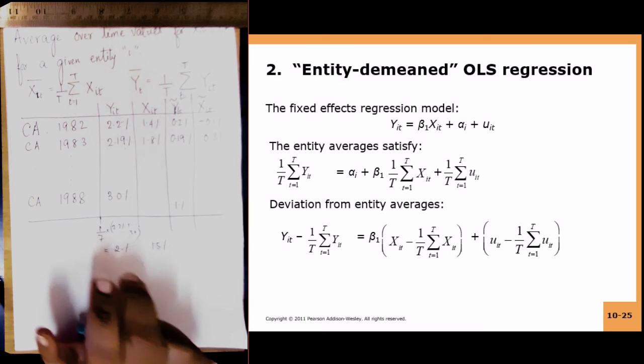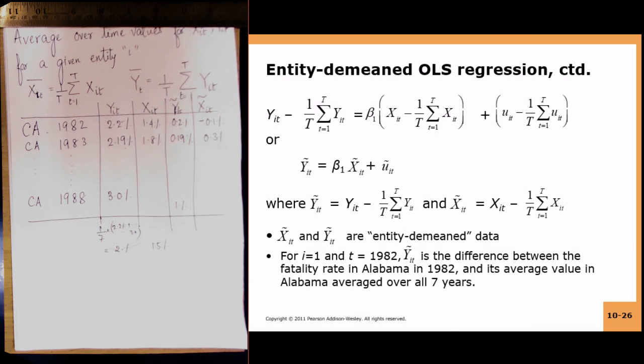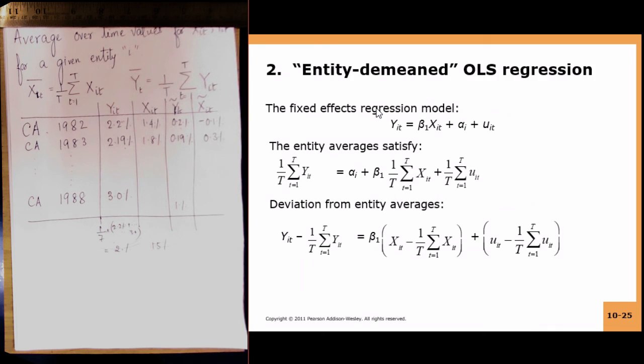So here we are talking about deviation from entity averages. You are taking the average and you are taking away the average. So basically the idea is this. You are not really interested in the absolute values, but the variation in the specific year quantities from the average of that particular entity. So this is what you do. You demean this thing, and if you do that, now what will happen?